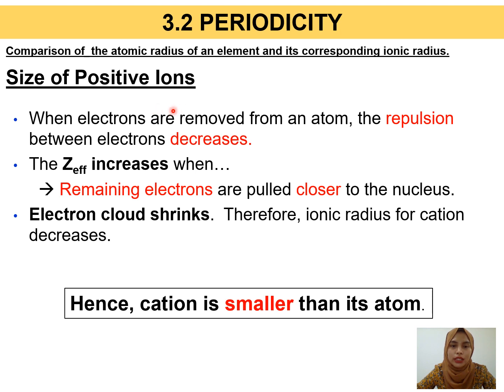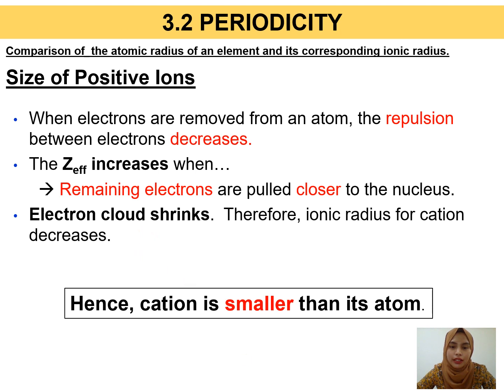Because the atom removes electrons. When it removes electrons, the repulsion between electrons will decrease. When the repulsion decreases, therefore Zeff, the effective nuclear charge, will increase. When the effective nuclear charge increases, the remaining electrons are attracted closer to the nucleus. The force of attraction between the electrons and the nucleus becomes stronger and closer, so the electron cloud will shrink.